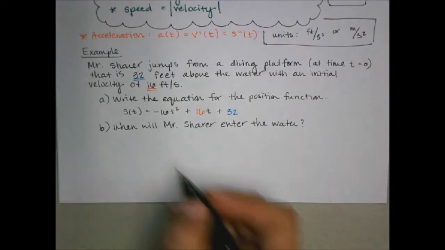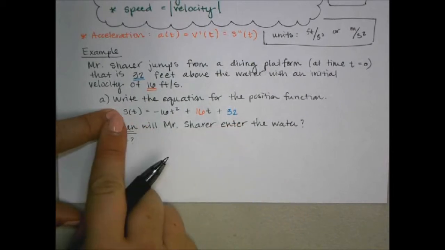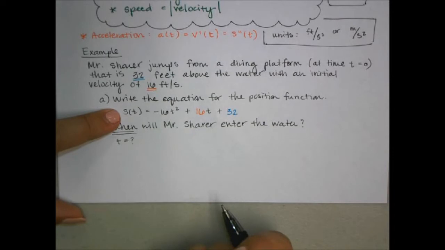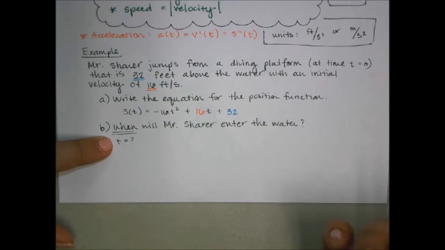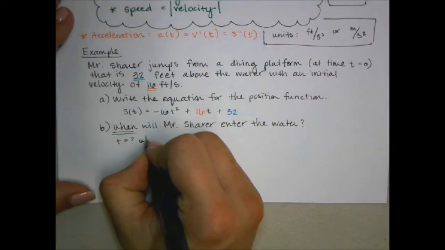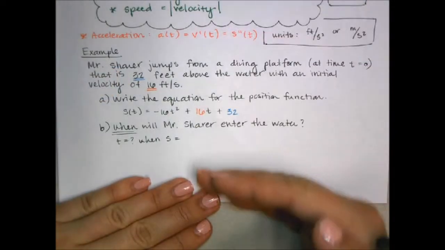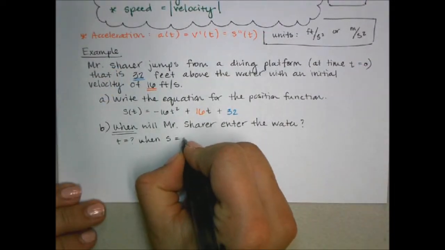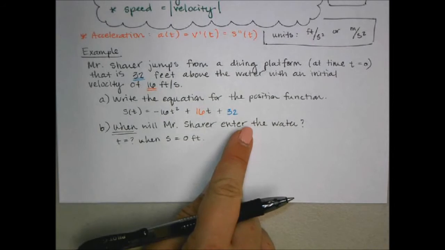So when meaning at what time. You'll notice we have two variables here. S of t. So s is position, just like s naught is initial position, so s is position at a certain time, and then t is time. So find the time means we don't know t, we must know his position. So when he enters the water, his position is no longer 32 feet above the water. He's now fallen into the water. His position is now at 0 feet. So find the time when the position is equal to 0. So we're just setting our function here equal to 0.